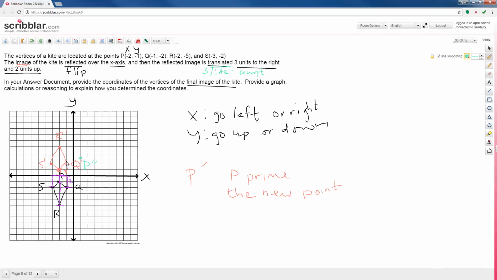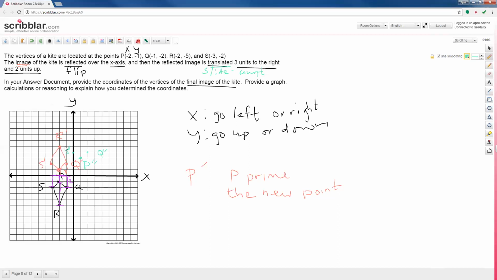And now we just do that counting with each point. For Q, we count 1, 2, 3 to the right, then 1, 2 up. And for S, we count 1, 2, 3 to the right, and 1, 2 up. A second option, if you don't want to count for each of them, if you figure out how far Q is away from P, it's going to be the same away from P.